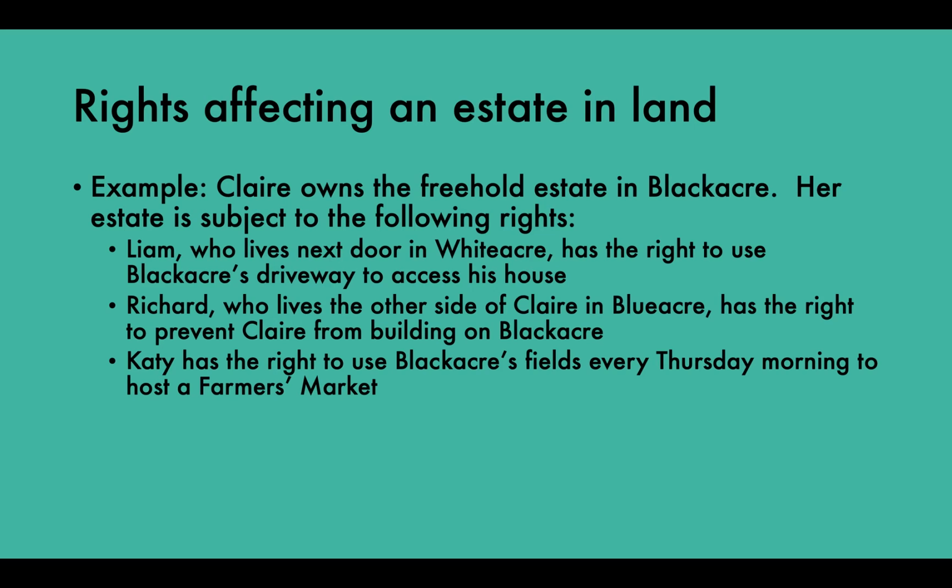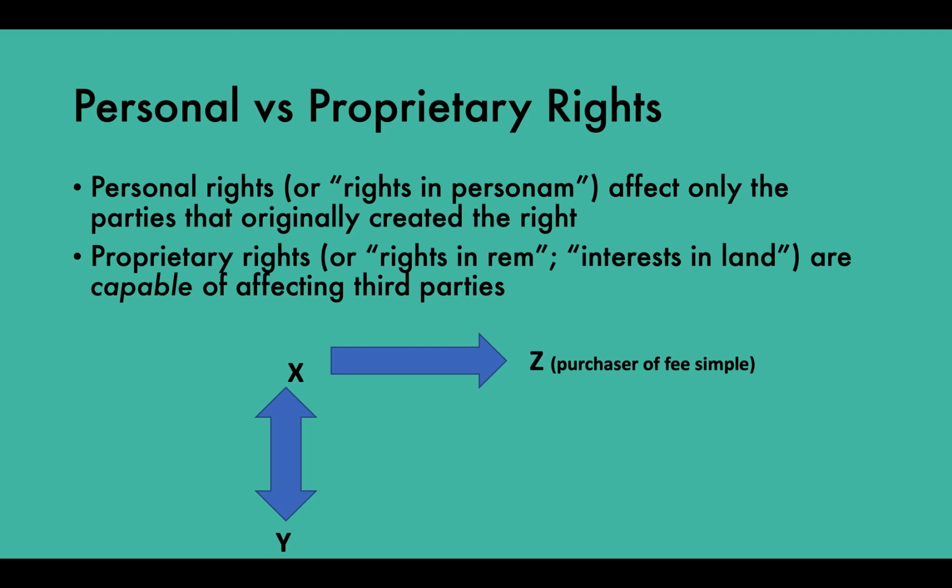So these are three very different rights that individuals have over Claire's land, and they are rights that affect her freehold estate or her ownership in Blackacre. So although she has the estate in land itself, there are other smaller rights that can impact her enjoyment or use of that land further. So what is the difference? It's a very critical distinction to make here between personal and proprietary rights.